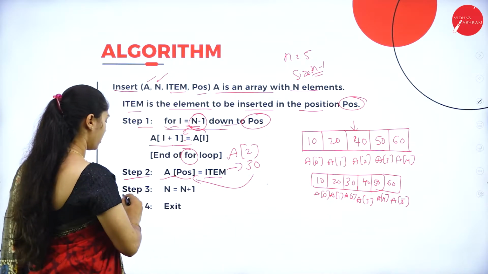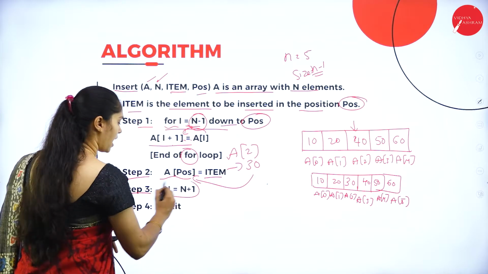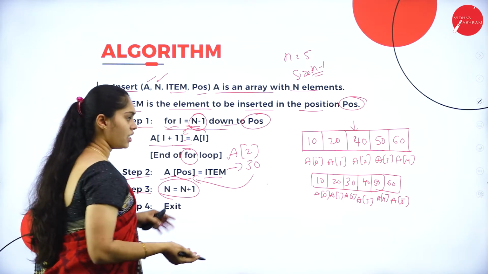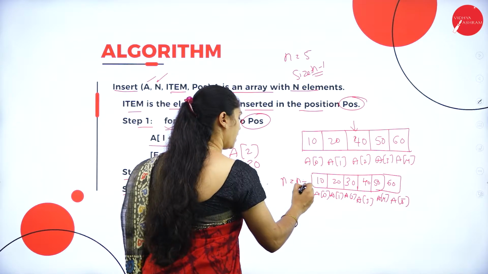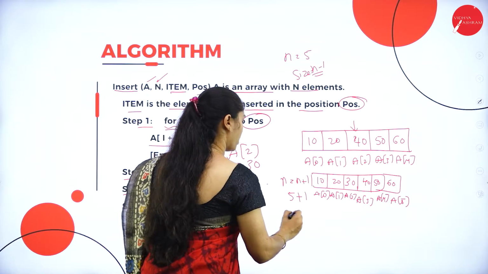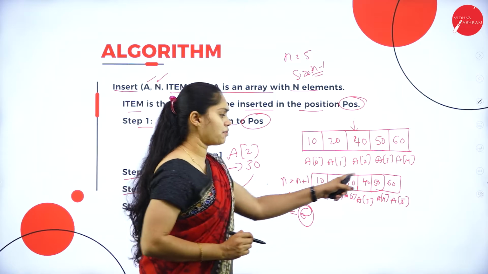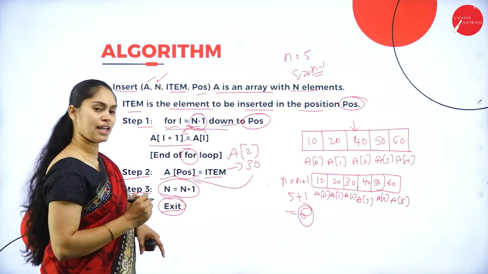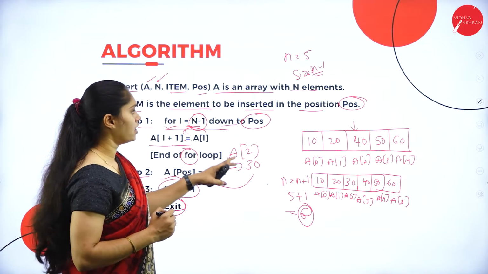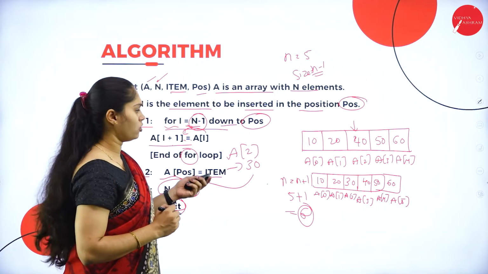So now what will happen in step 3? That is n is equal to n plus 1. Initially it was only 5 elements. Now the n value will be n plus 1, so 5 plus 1 becomes 6. So now we have 6 elements in the array, and at last we are going to exit. Fine. This is how the insertion of an element takes place.